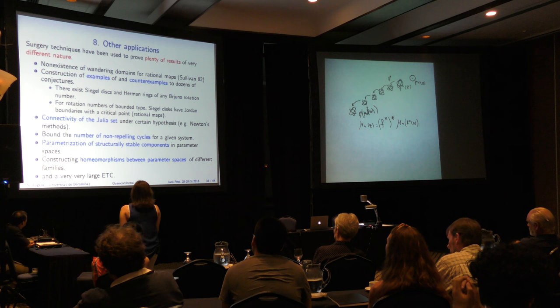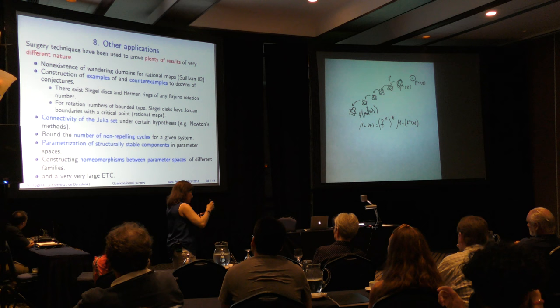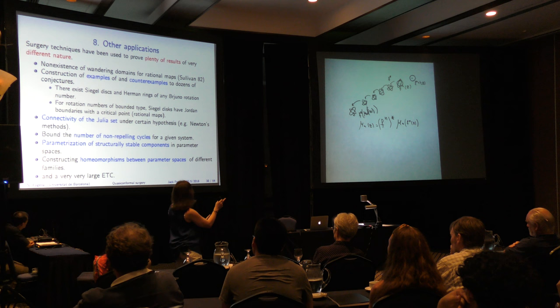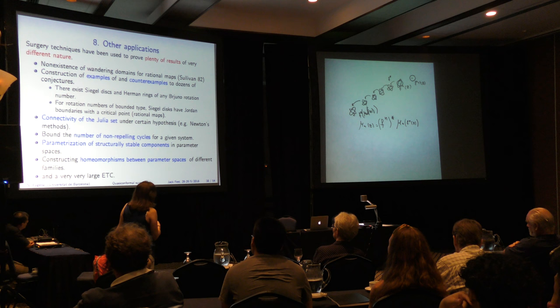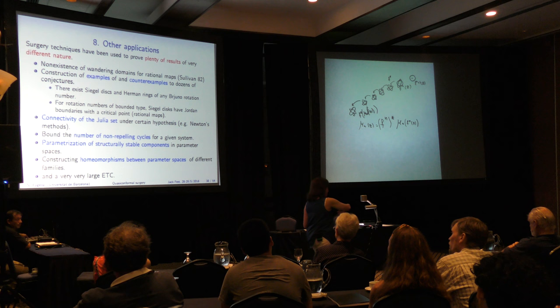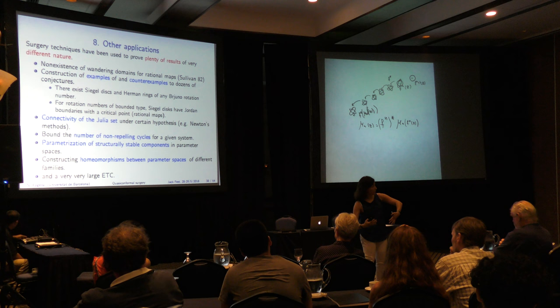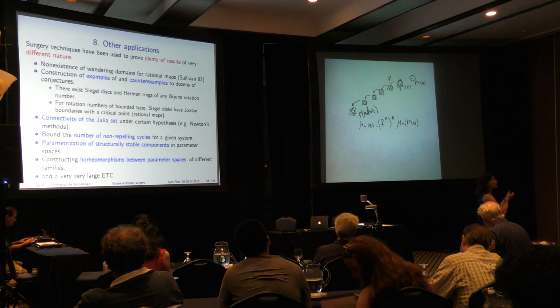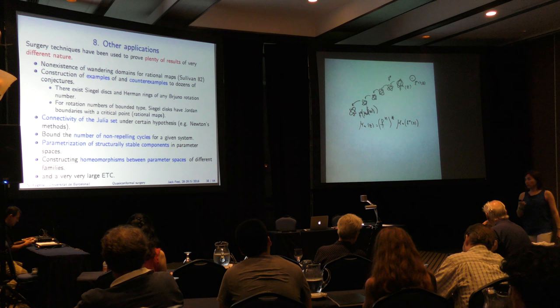So, for example, to realize that every Siegel disk requires one critical point to accumulate on the boundary, and every Herman ring requires two, so that one critical point cannot be serving two Siegel disks at the same time. This is also a surgery construction. Parameterization of structurally stable components, that I already mentioned. Or constructing homeomorphisms between different parameter spaces, because, as I said, surgery many times allows you to go from one family of maps to another family of maps. So it really builds a map between the parameter space of one and the parameter space of the other. And you may wonder if this map is continuous, or if it's injective, or what it is doing, or how it transports properties from one family to the other, etc. And a very, very, very large etc.